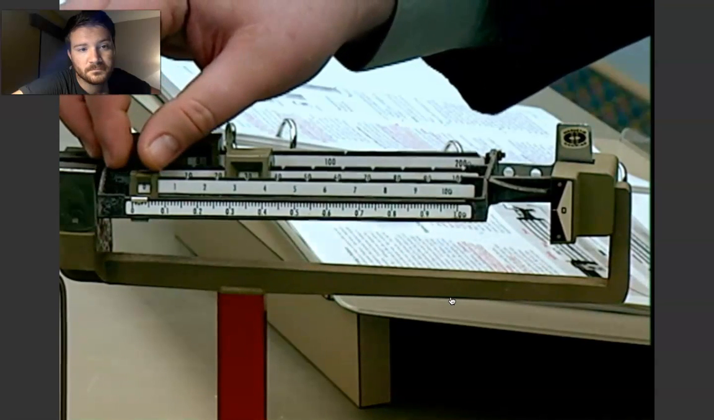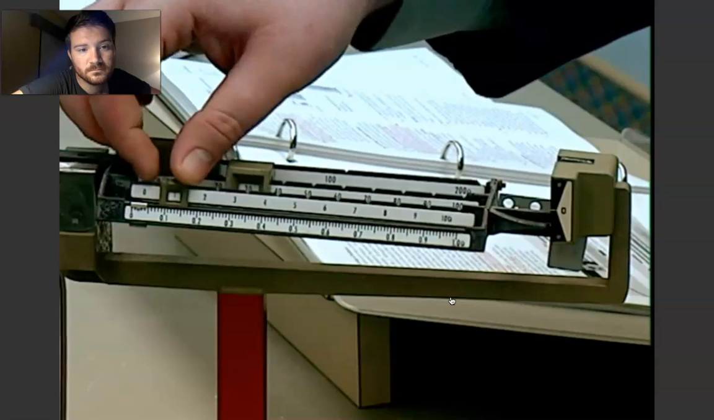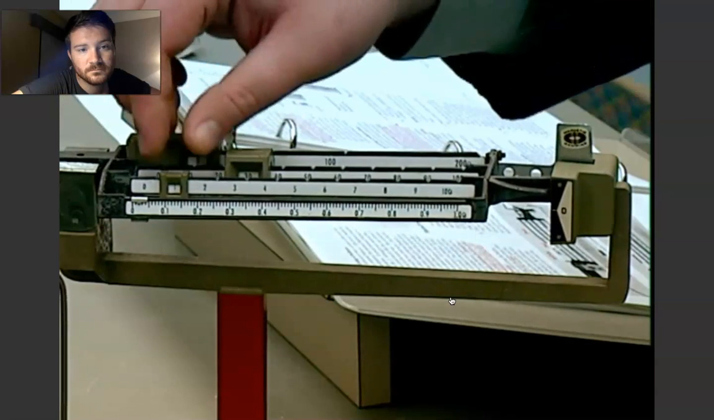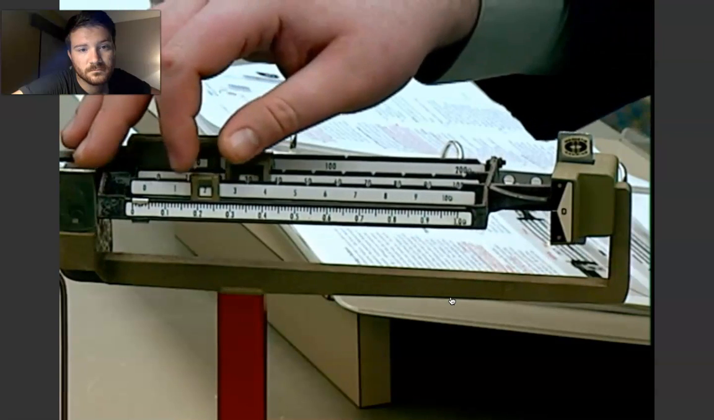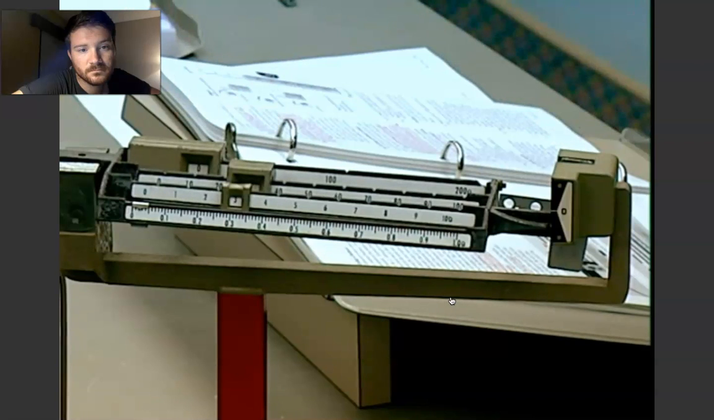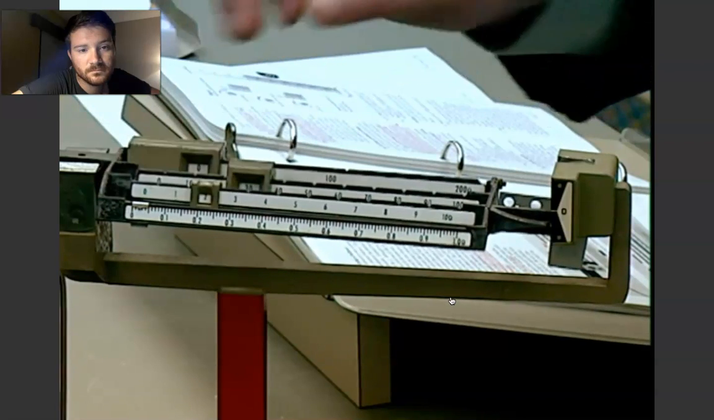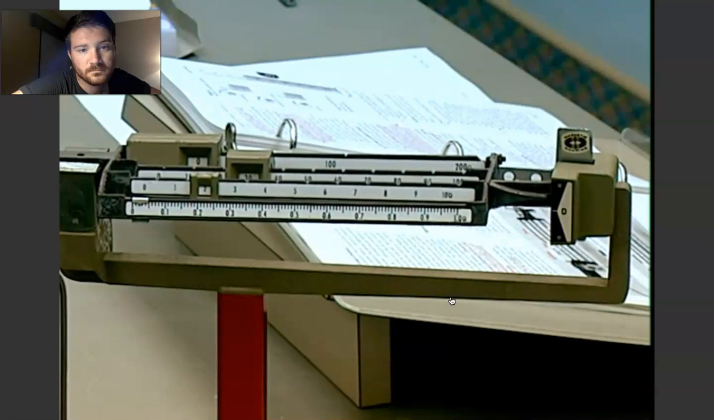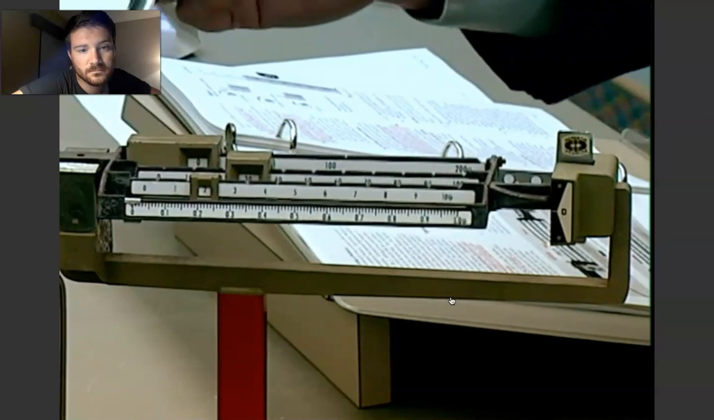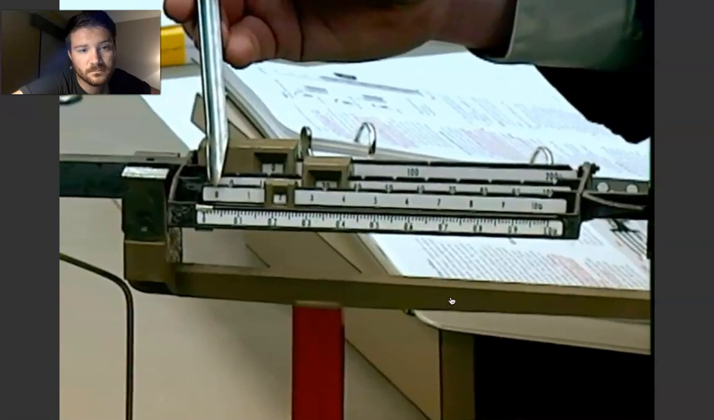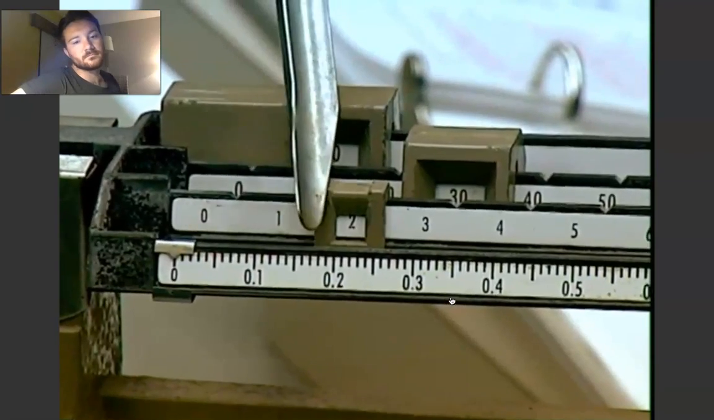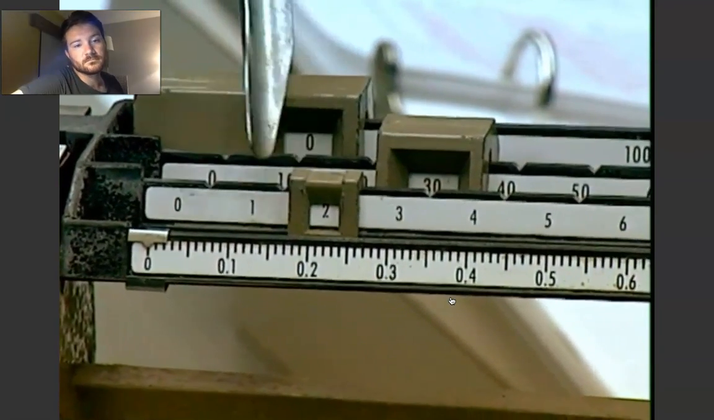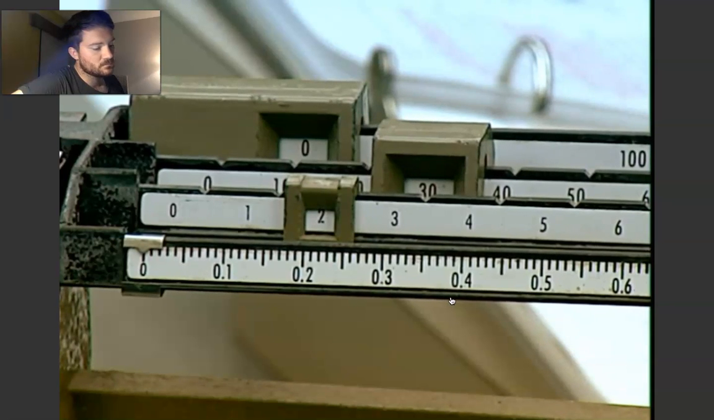Now I'm going to move the 10s, or the 1s, excuse me. 31, not enough. 32, not enough. 33, looks like too much, so I'm going to back off. Alright, so now I know I'm between 32 and 33 grams. Let's just go in a little closer here. You'll notice the last slider. This last slider represents tenths of a gram. So we have 0, 1/10, 2/10, 3/10, and so forth. And then each marking in between represents the hundredths position.